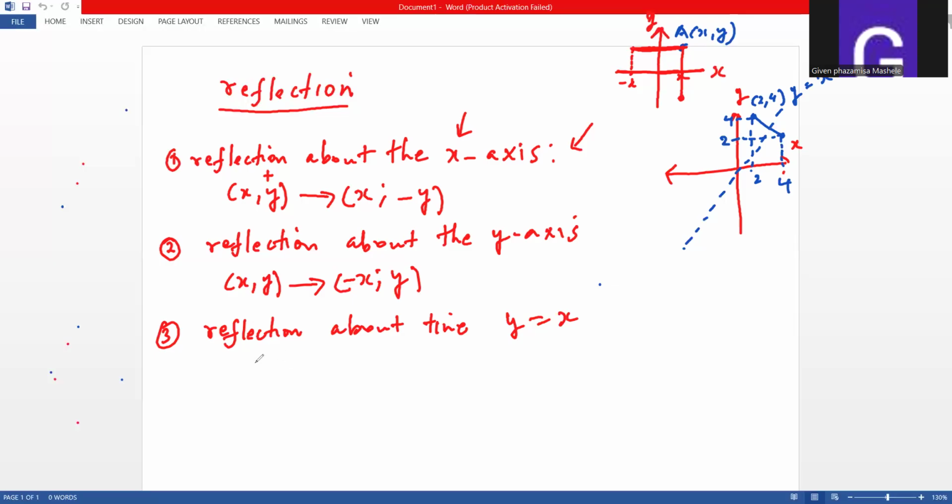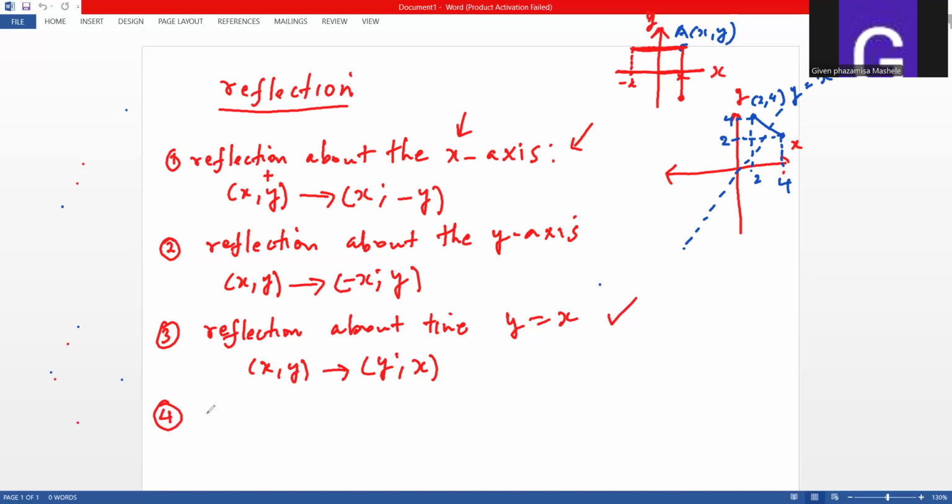So what does it mean? Reflection about y equals x swaps both x and y. So x becomes y and y becomes x. This is a reflection about y equals x. And this is the one we use when we are determining the inverse of a function, where we swap the values of x and y, and after swapping, we make y the subject of the formula. This is one of the most important things you need to know when you are dealing with functions and graphs.